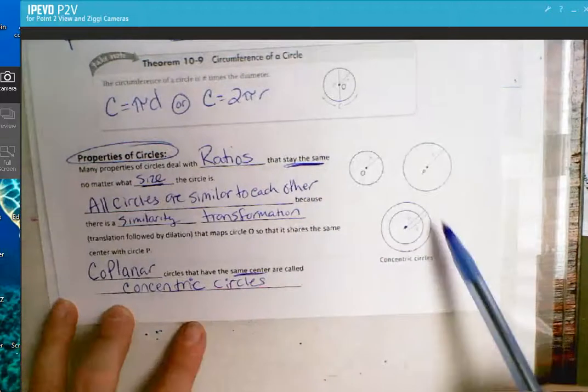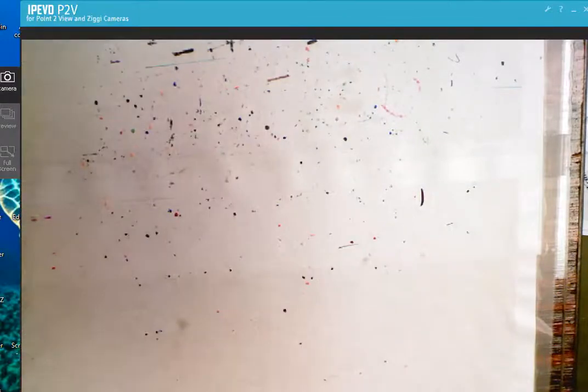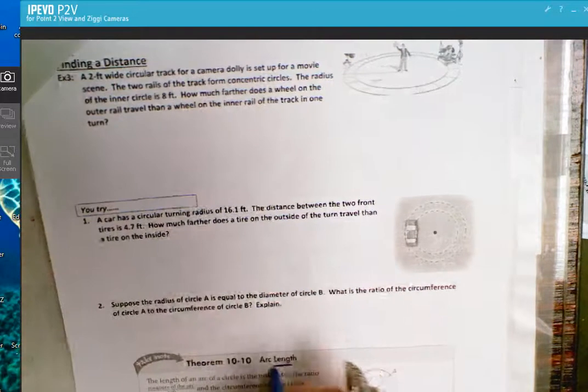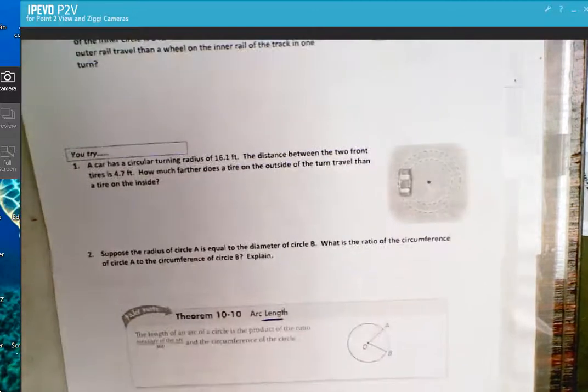And you see these a lot in art. You see them all over the place. Alright, let's take a look at our last bits of information. We found measures of arcs before. So we want to make sure that we understand the difference between measures and arc length. So let's apply some of the circle circumference stuff, and then we're going to take a look at length, which is different than the arc's measure.